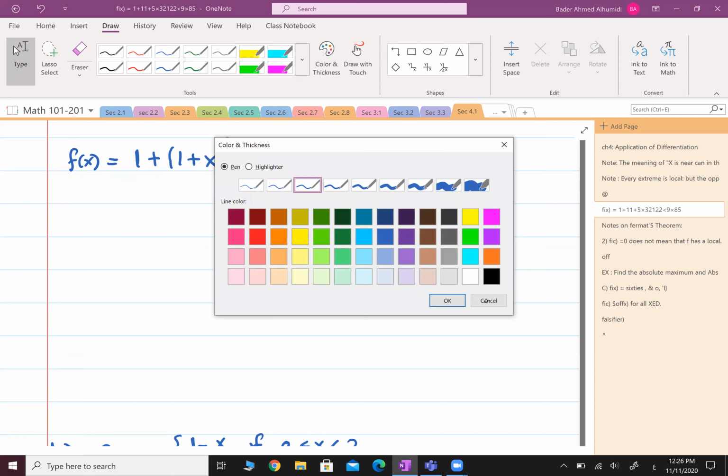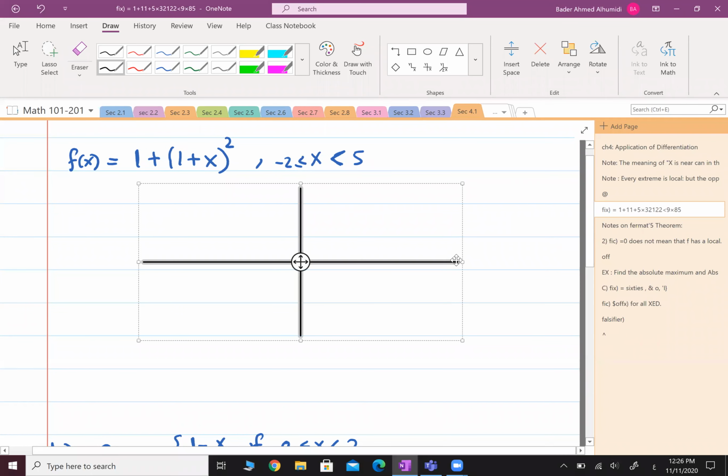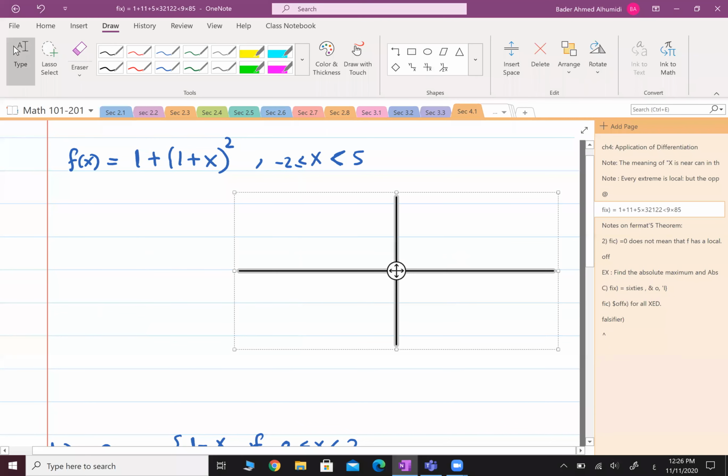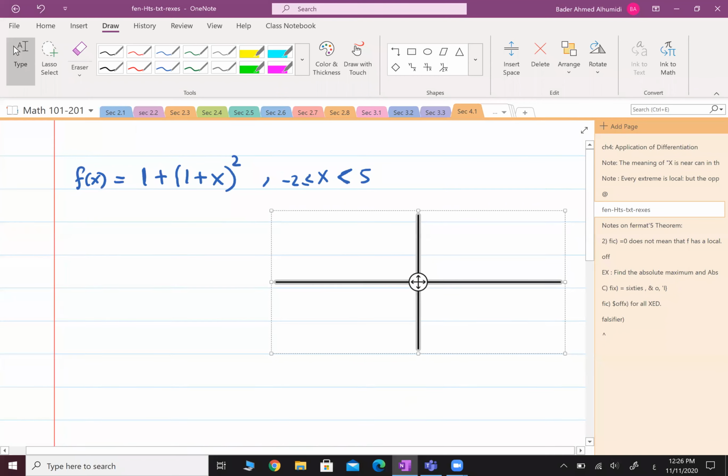Let's sketch the graph and then try to find the answer from the drawing. I'd like to make it a little bit small so I can sketch and read from it. Now guys, how do we sketch the graph of this? It is a parabola, isn't it? What is the vertex of the parabola? Who can tell me? Minus 1 and 1. Well done, minus 1 and 1.